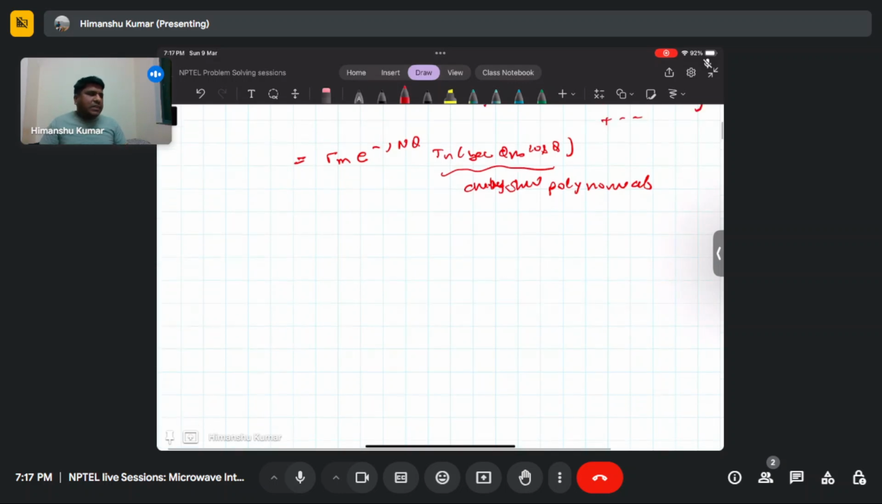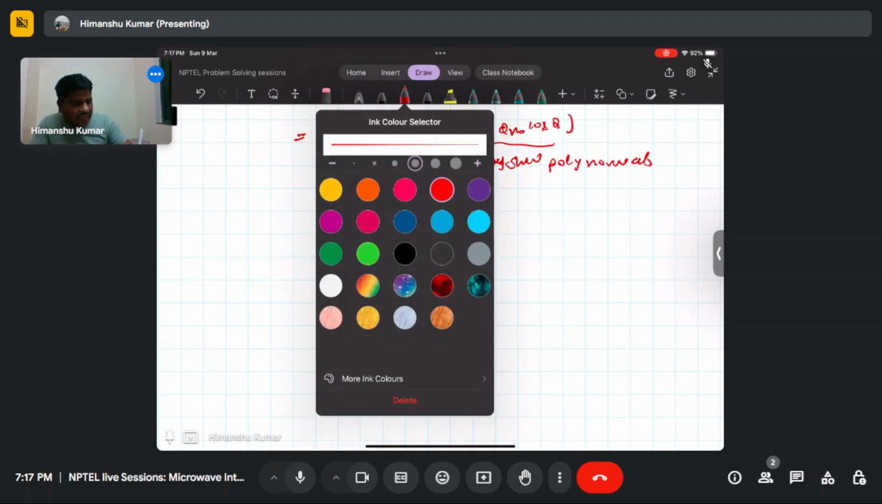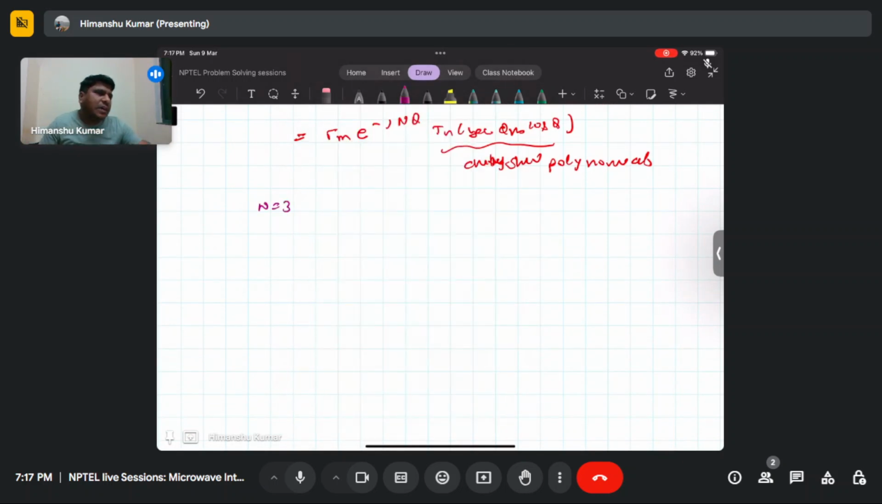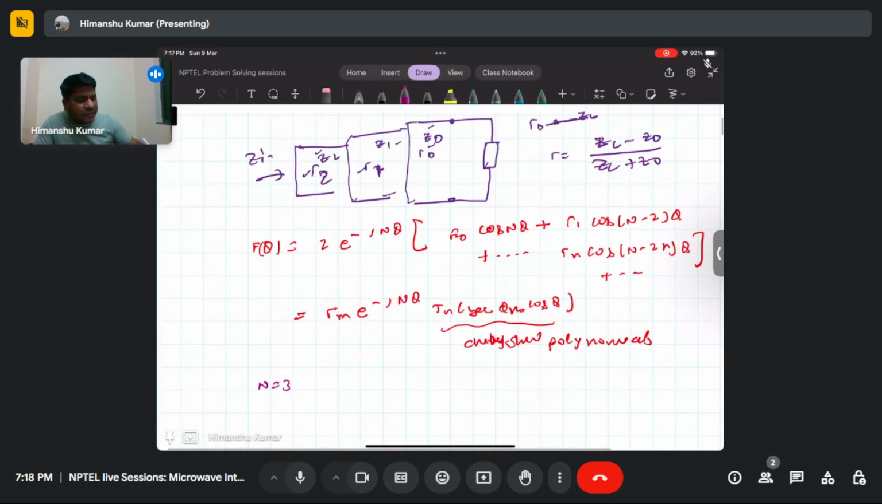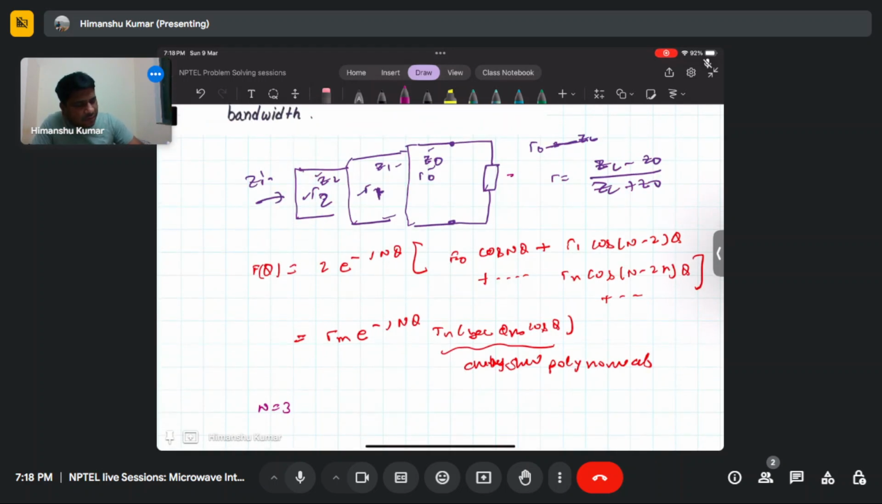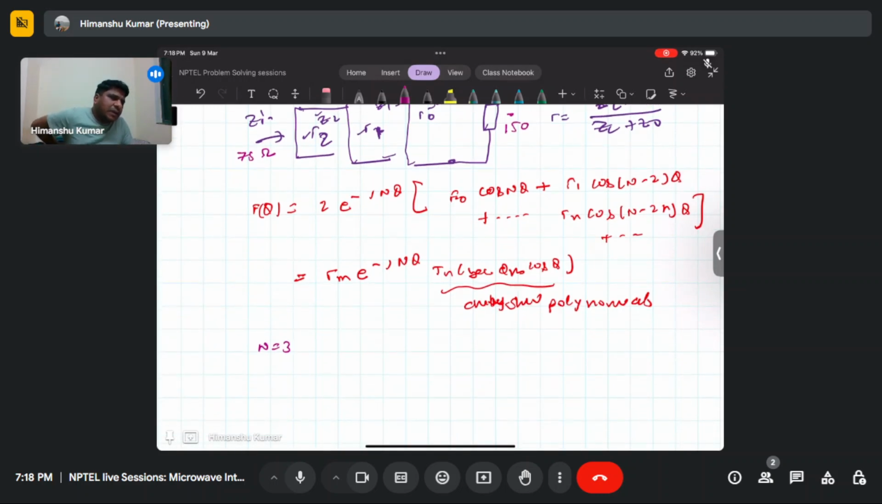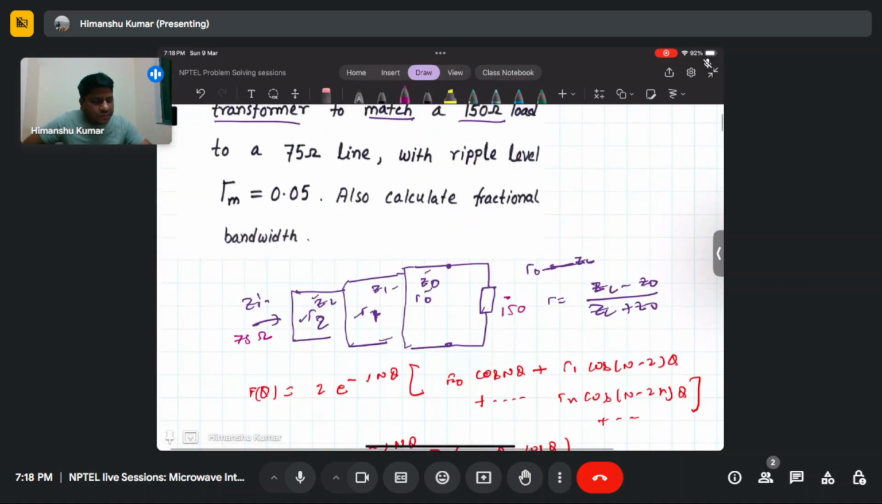Here n is the number of sections. In our case, n equals 3, as we need to design the 3-section line, and the load is given as 150 ohm, and at the input a 75 ohm line is there. Now we can define the ripple pass band. The reflection coefficient will be this, and gamma m is the tolerance limit you can set, which is 0.05. So this much ripple you can tolerate.